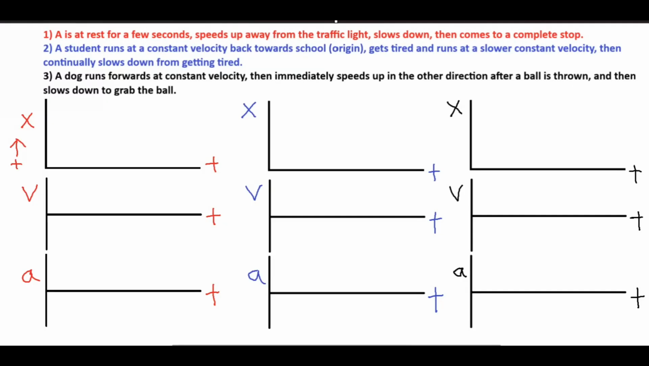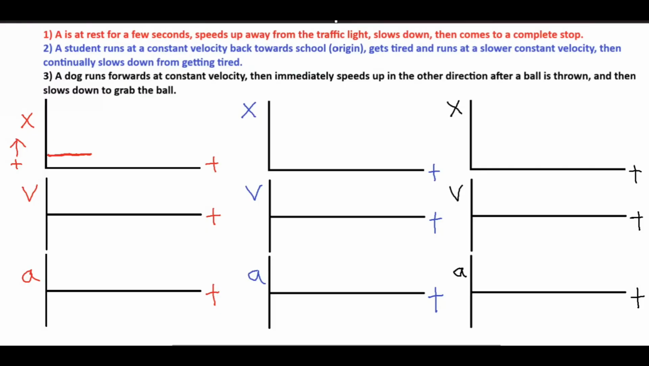From there, for each type of motion that we read, we want to figure out if it's going at a constant velocity or accelerating, and then if it's accelerating, whether it's speeding up or slowing down. So the first part says it's at rest for a few seconds, so we make sure we have a straight line where it's not changing position. Anytime it's a constant velocity, it will be some kind of straight line, but it'll be slanted, positive, negative, or completely flat. This one's at rest, so it's completely flat.